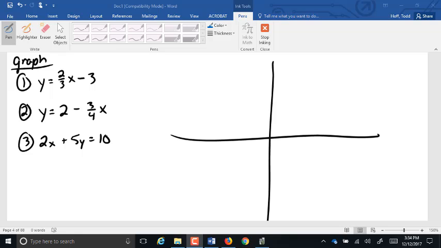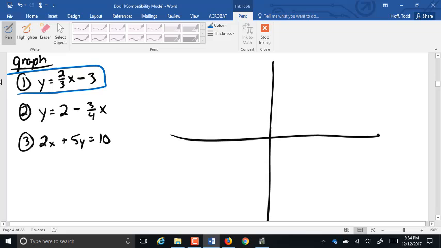Okay, so we're asked to graph these. All three of these are going to form lines, so that makes it a little bit simpler for us. Number one here is already in that form of y equals, so we can just go straight to the graph. Where is that one going to start on the graph?